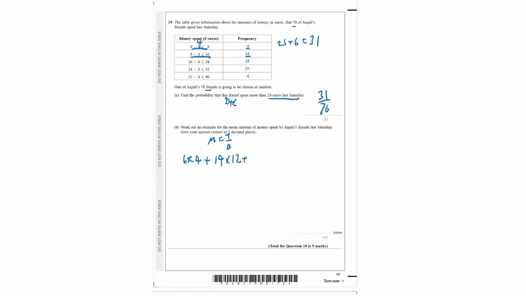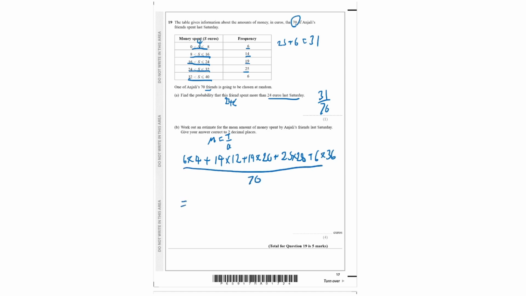So we do this so on and so forth. We have 19 times halfway between 16 and 24, which is 20. And we have 25 and halfway between 24 and 32, which is 28. So 25 times 28. And finally, we have 6 times halfway between 32 and 40 is 36. Then we divide this by how many people there are. And since there are 70 people, we divide this by 70.